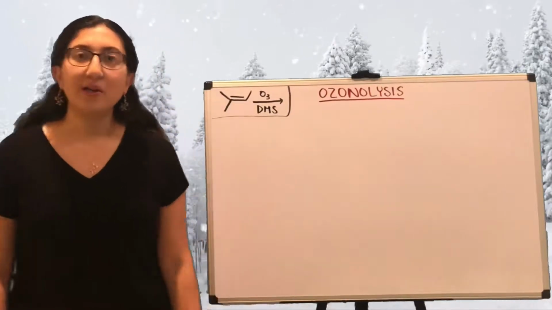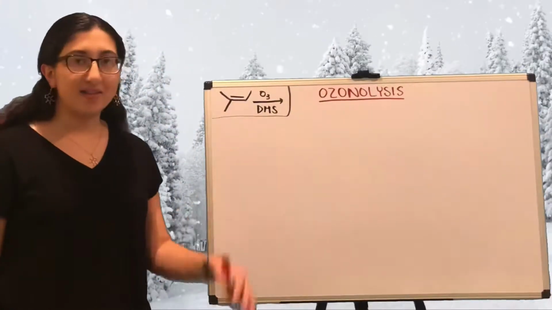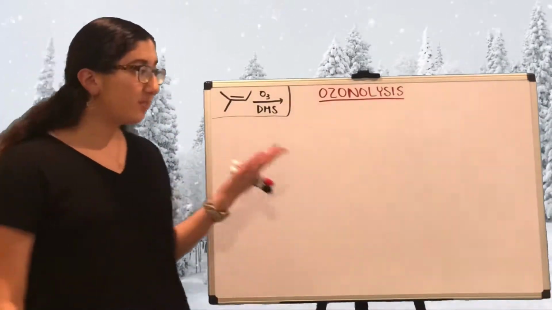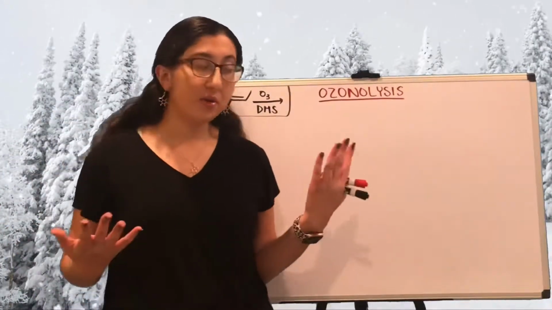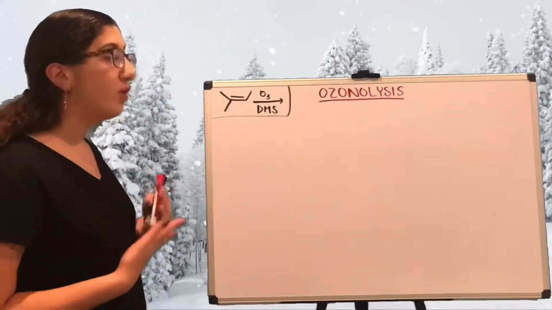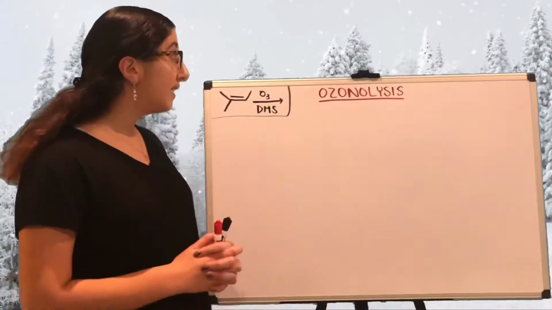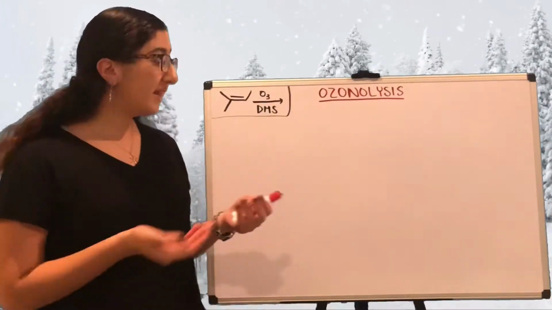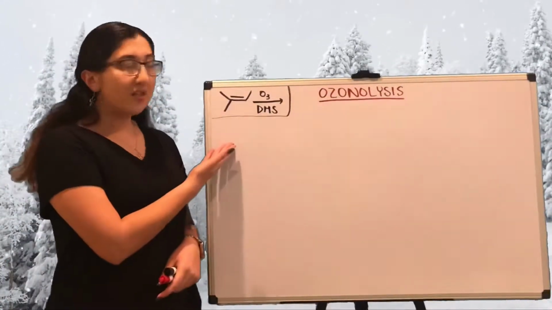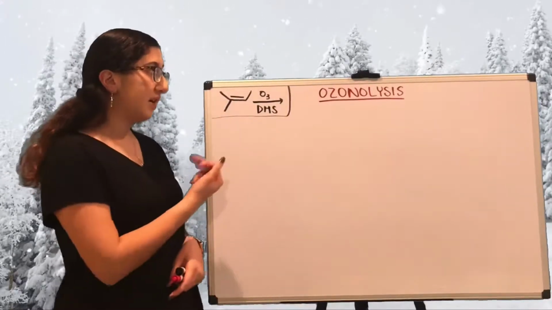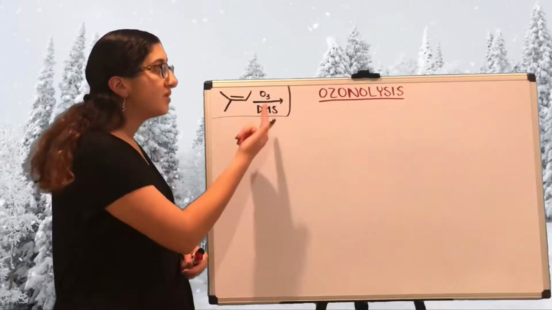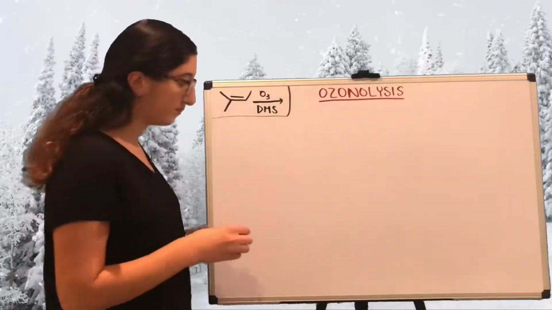Today we are going to be learning about a mechanism called ozonolysis. Now ozonolysis is the process by which ozone, which is O3, reacts with alkenes to form two carbonyls. So how we will begin is I have put an example on the board showing this double bond alkene, and we will react it with ozone and dimethyl sulfide.